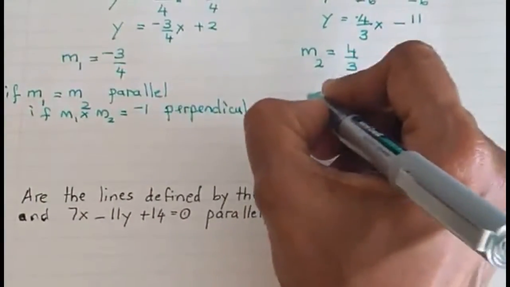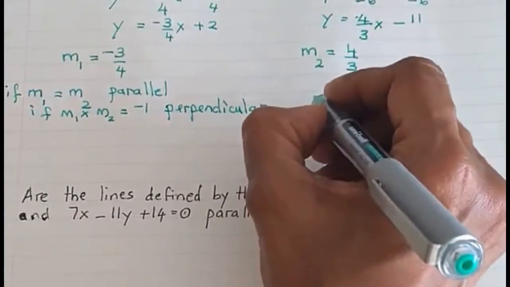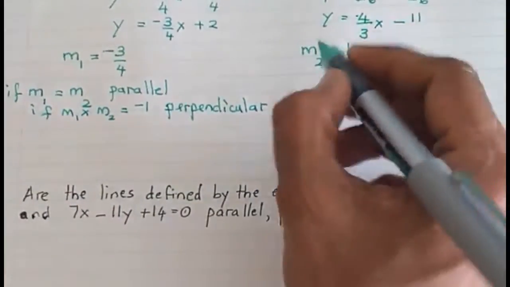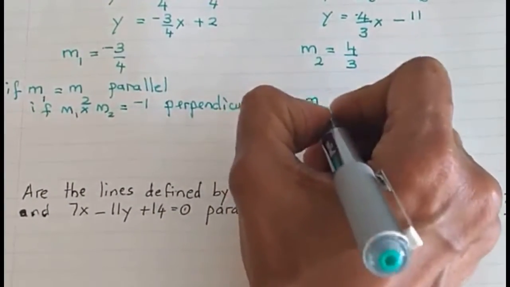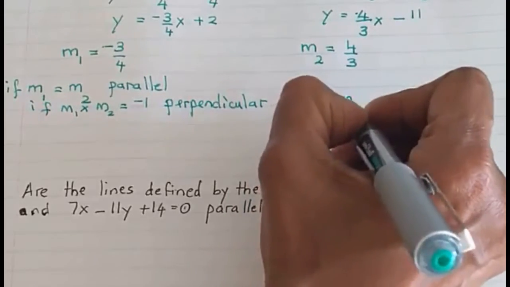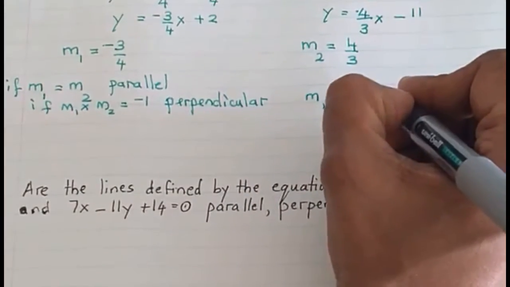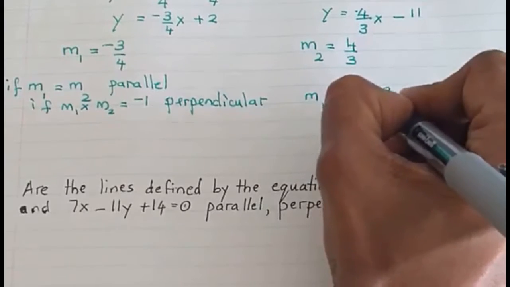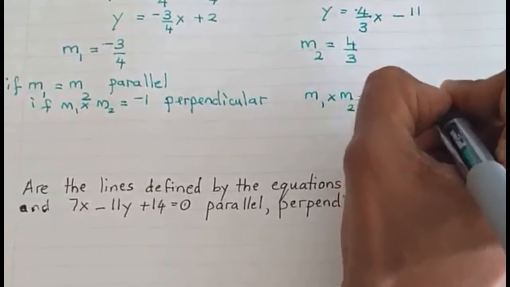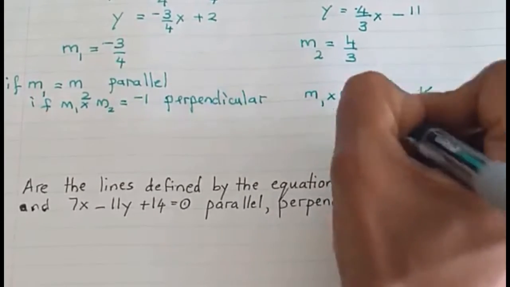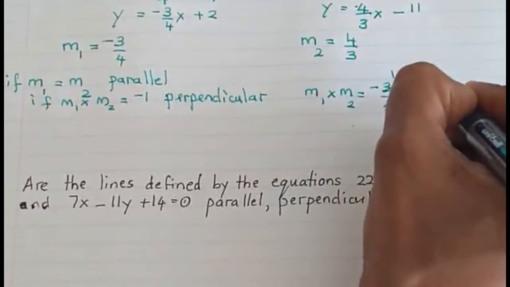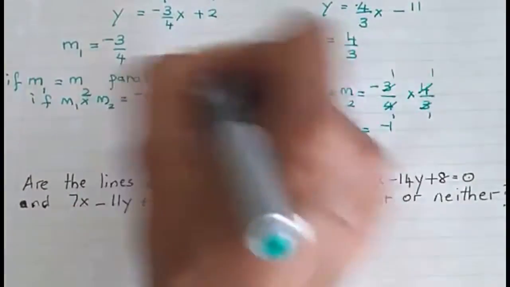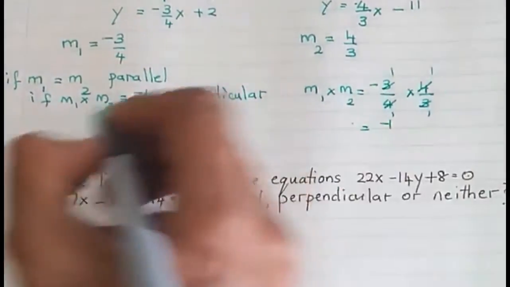So let's see what the relationship is between the m1 and m2 that we have here. They're obviously not equal because they have different numbers. So I'm going to try m1 times m2. Let's see what I get when I do that. m1 is negative 3 over 4 and m2 is 4 over 3. 4 is going to go into 4 one time and 3 is going to go into 3 one time. So I'm left with negative 1. So it matches with my second condition.